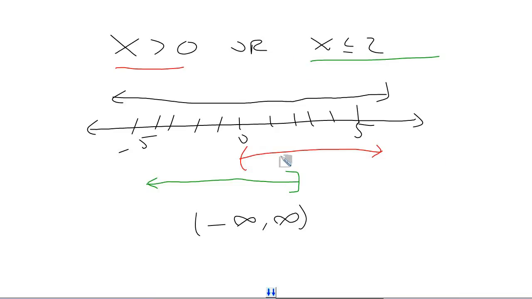Anyway, the interval is the entire real number line. It is all of the numbers from -infinity to infinity. So that's kind of the last special case.